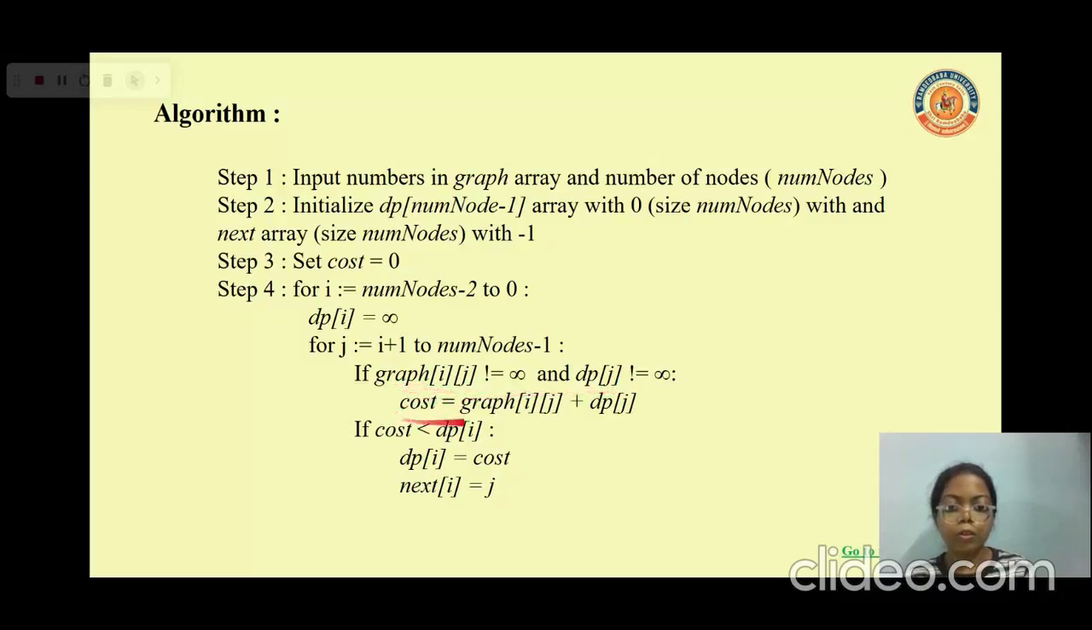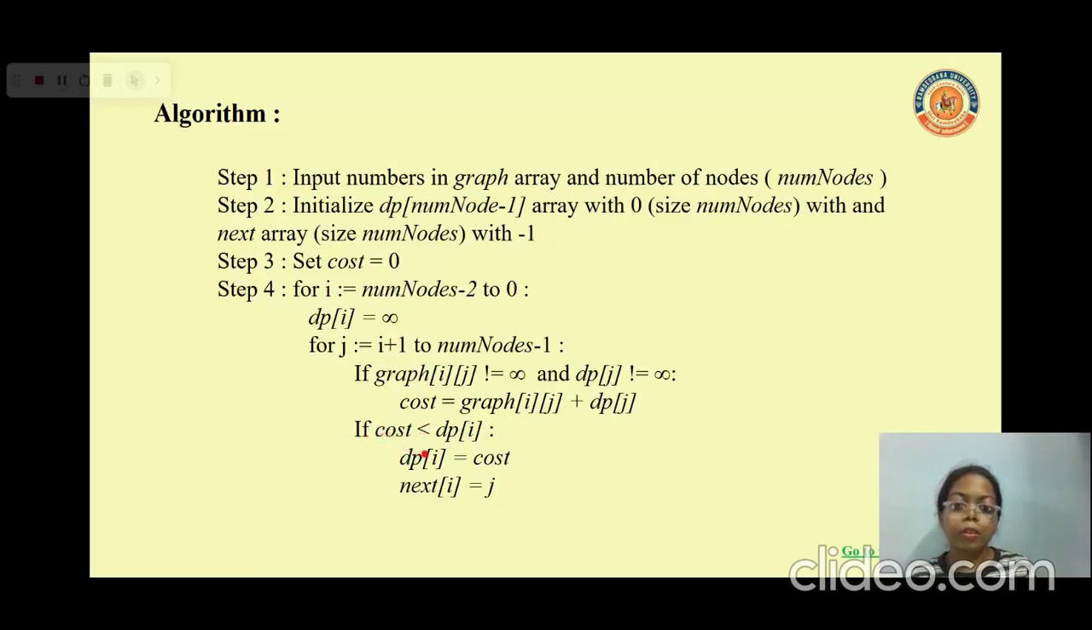So total cost will be graph of ij plus dp of j. Meaning, if I am at I, first I will need to travel to j. So I know from j how much cost I will require to reach the destination. This is what this is.